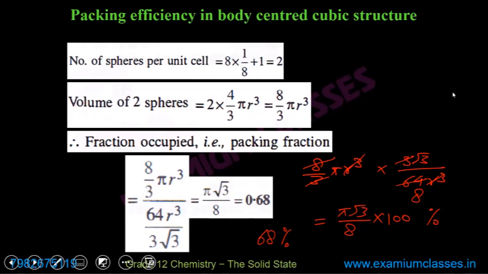So effectively, you can find the relationship between the edge length and the radius of the atom. Then you can easily find the packing efficiency, because you know in simple cubic it is just one atom. In face centered it is 4 atoms. In body centered you have 2 atoms.